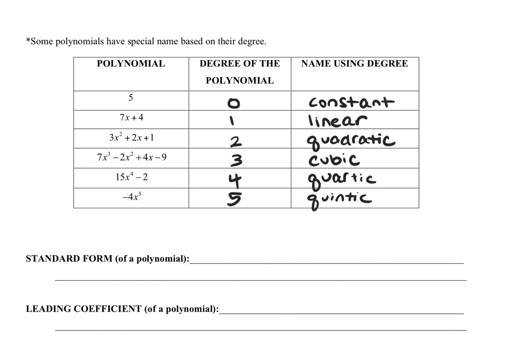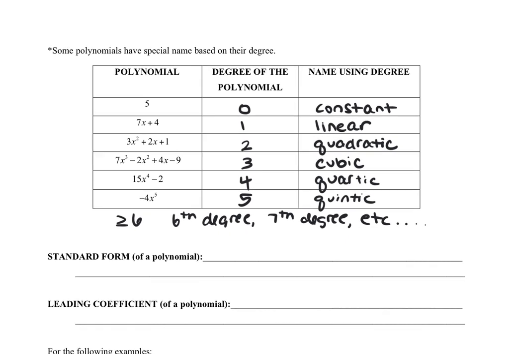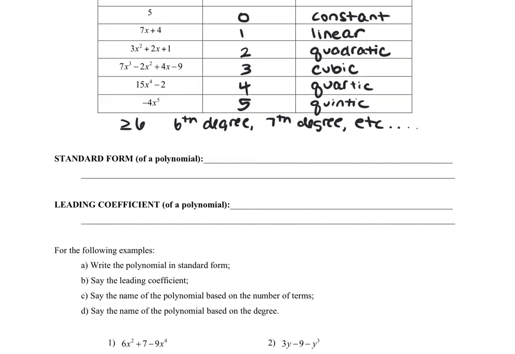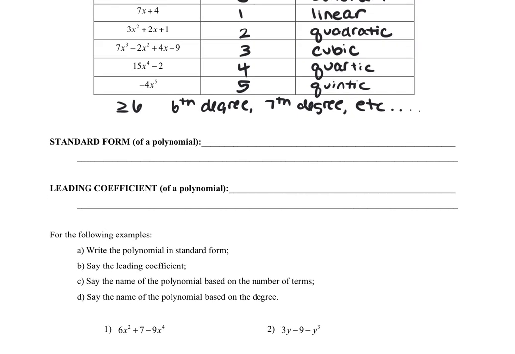Anything higher than degree 5, so we'll say greater than or equal to 6, we'll just say 6th degree, 7th degree, etc. So there's no special name that we'll use for anything higher than degree 5. Now moving forward, we're going to be able to determine the degree, especially when we put things in what is called standard form. So for the remainder of this chapter, I'm going to be looking for your answers to always be in what is called standard form.